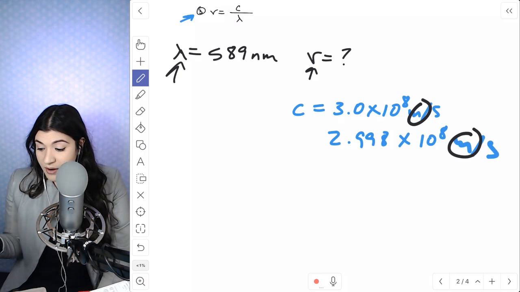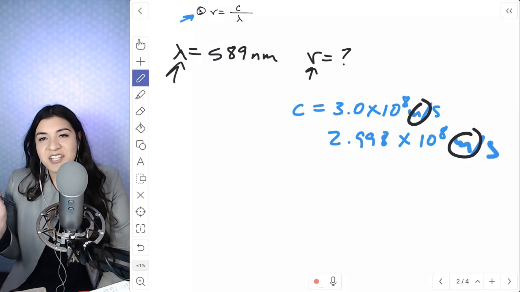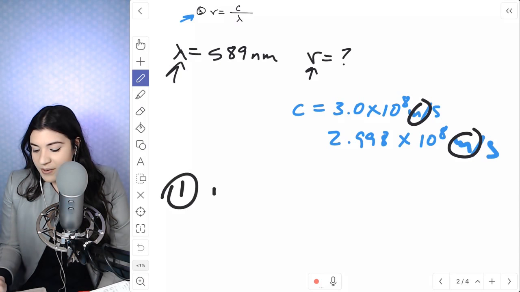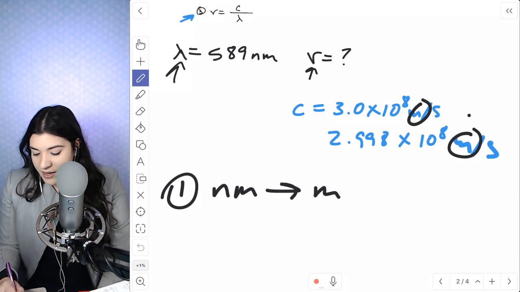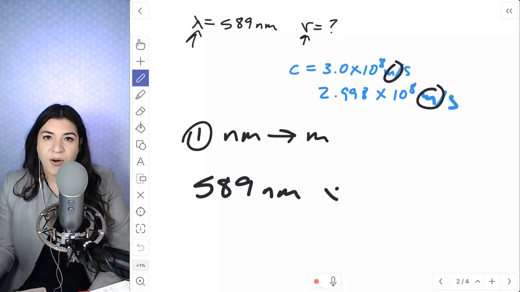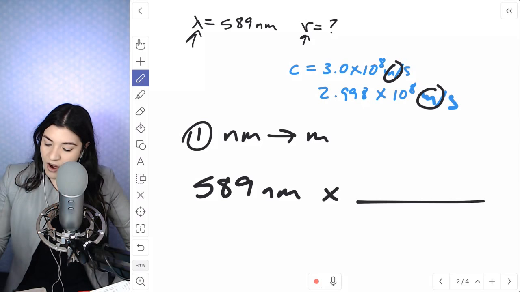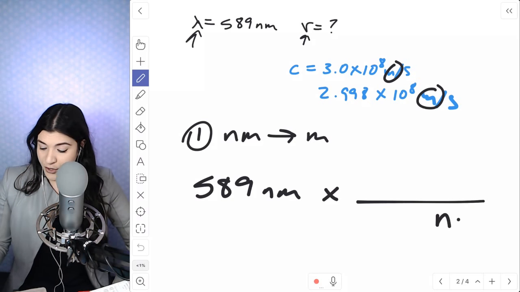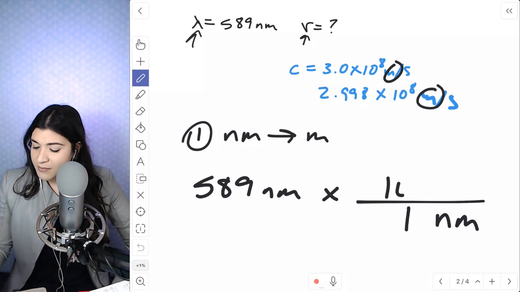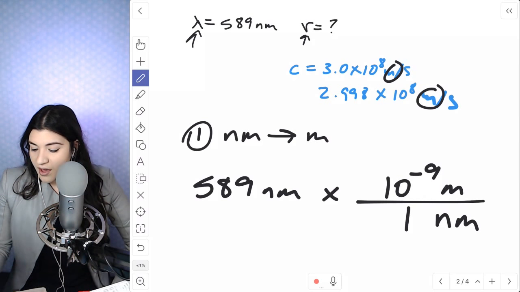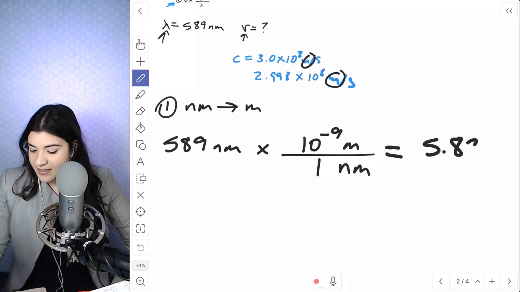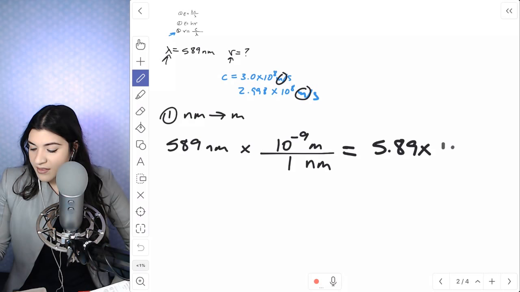So actually, sorry, before I plug that in, let me change my nanometers to meters. Step 1, change your nanometers to meters. Looking at this, we have 589 nanometers times, and now we're going to do a little unit conversion where our nanometers go across from each other. I'm always going to put 1 nanometer to 10 to the negative 9th meters. And when I do that, that gives me 5.89 times 10 to the negative 7 meters.